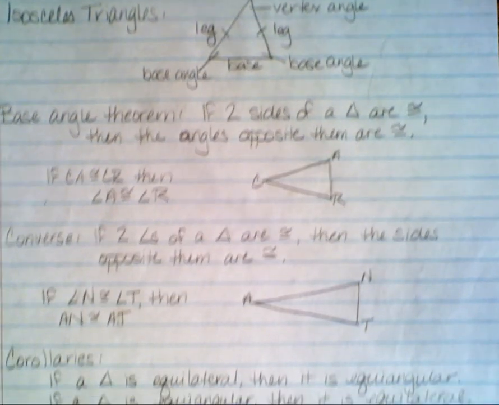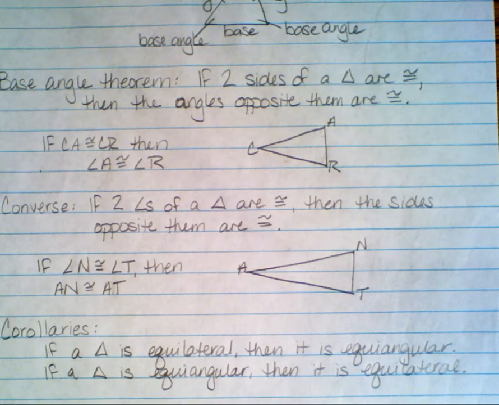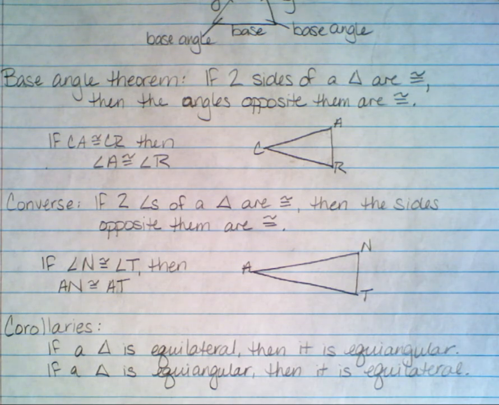So a corollary, hopefully you recall, is something that just kind of naturally falls in place after we have a theorem. So a corollary to these two theorems, the base angle theorem and its converse, is that if we have a triangle that's equilateral, then all the angles are congruent to each other, so we know it has to be equiangular. And again, just intuitively, we know that that's the case. And then we have the opposite of that, that if we have a triangle that's equiangular, then it also has to be equilateral. All right.